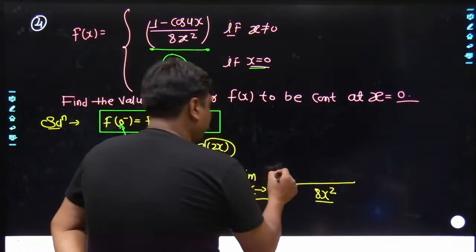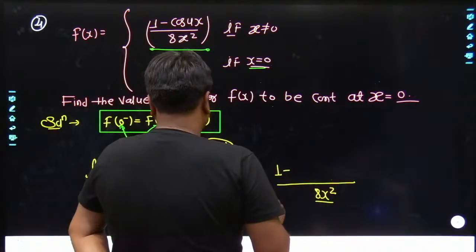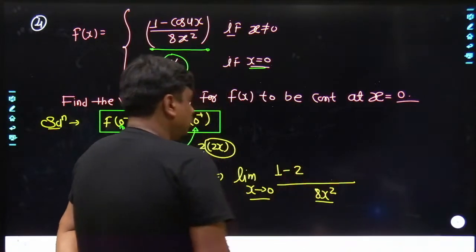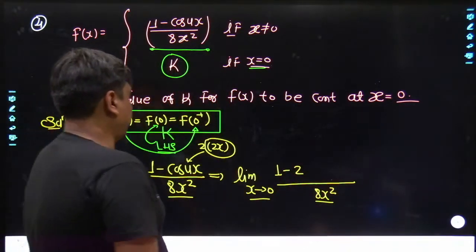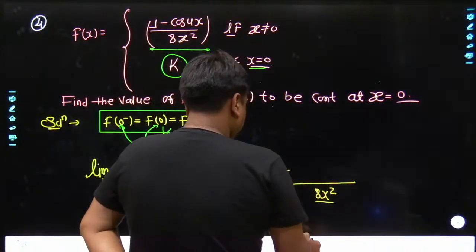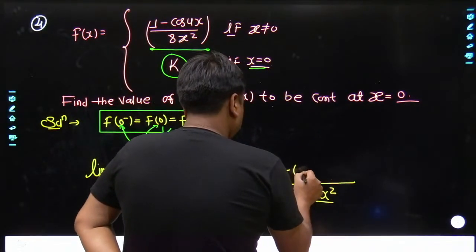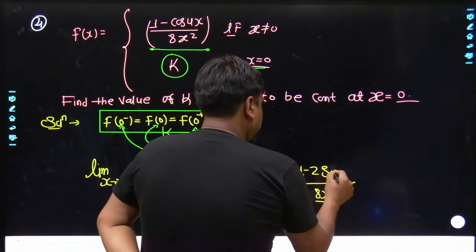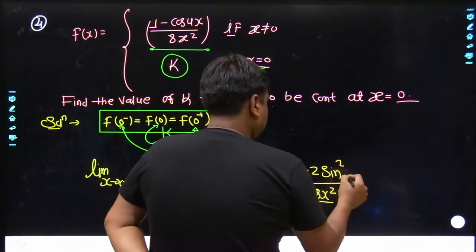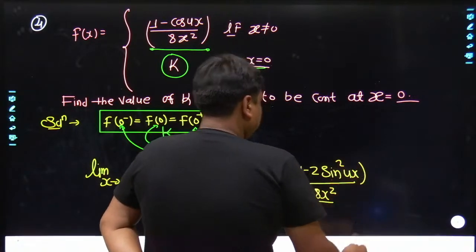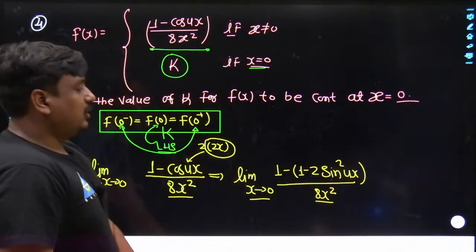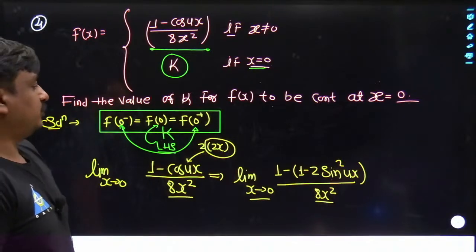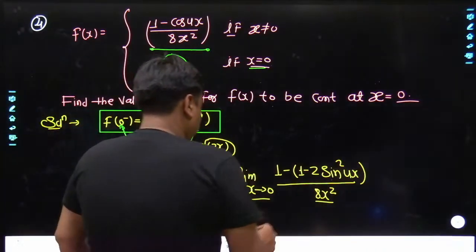So here the result would be 1 minus, 2 times, just a minute, 1 minus would remain as it is, no? 1 minus of 2 times sine square of 4x. Till this point, each and everything must be clear to all of us. And here the 4 has been changed to 2 now.